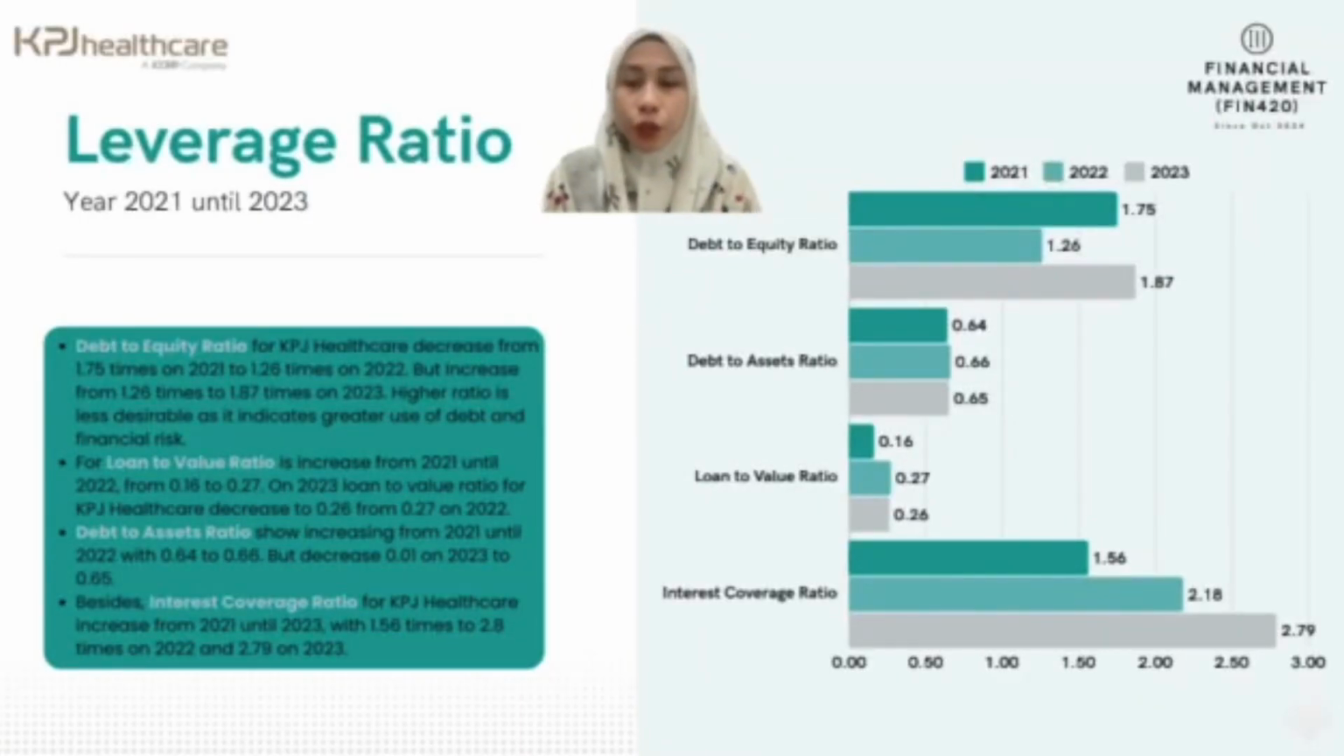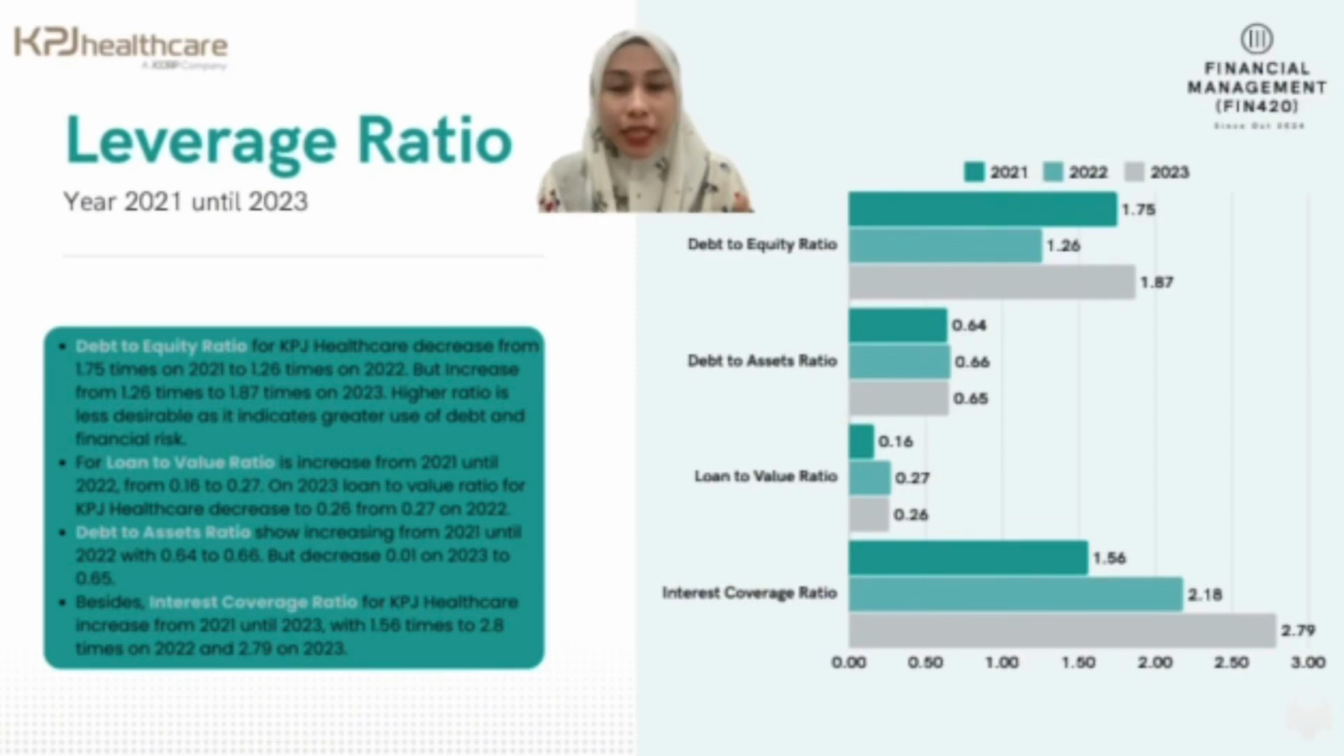Let's continue with the leverage ratio for years 2021 until 2023 for KPJ Healthcare. The debt to equity ratio for KPJ Healthcare decreased from 1.75 to 1.26 in 2022 and increased in 2023 to 1.87. A higher ratio is less desirable as it indicates greater use of debt and financial risk.